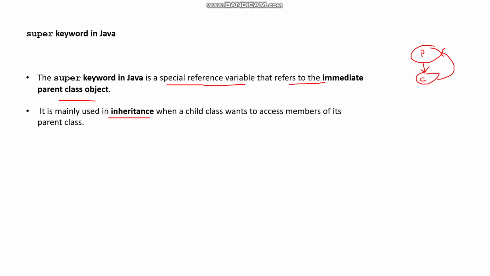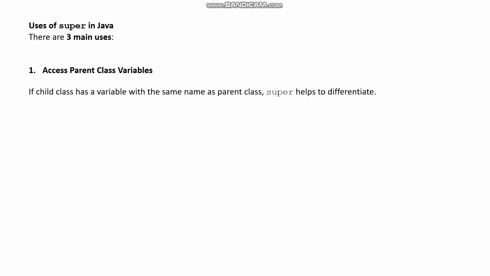Whenever the child class wants to access the members, members are nothing but variables of a parent class or methods of a parent class. To access the variables or methods of the parent class, we need the super keyword here. Coming to the usages, there are mainly three uses of the super keyword in Java. The first one is to access parent class variables.